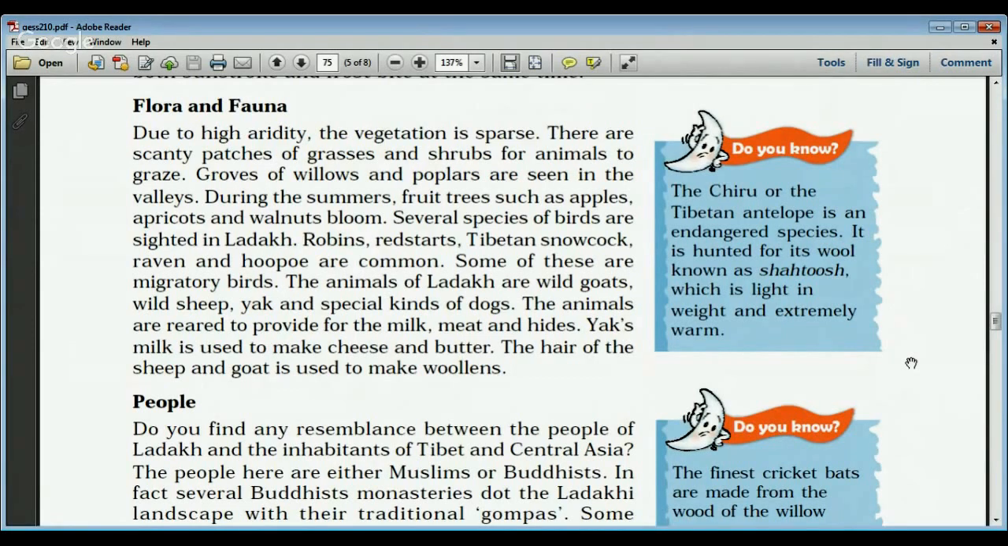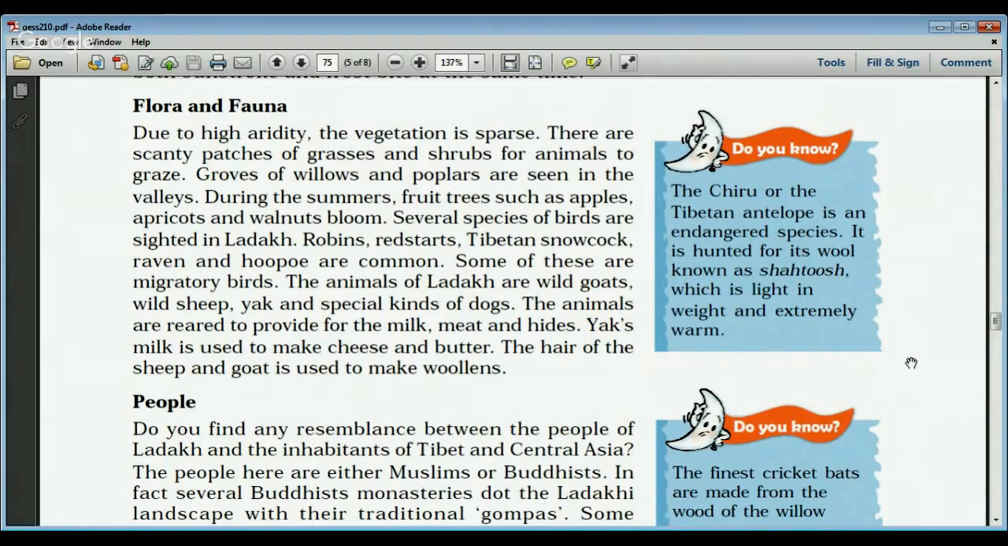And several species of birds are sighted in Ladakh, and robin, redstarts, Tibetan snowcock, raven, and hoopoe are very common. And some of these are also migratory, that is, they migrate in a particular season. Animals of Ladakh are wild goat, wild sheep, yak, and special kinds of dogs. And animals are reared to provide milk, meat, and hides. And yak's milk is very useful for making dairy products like cheese and butter. And the hair of the sheep and goat is used to make woolens.